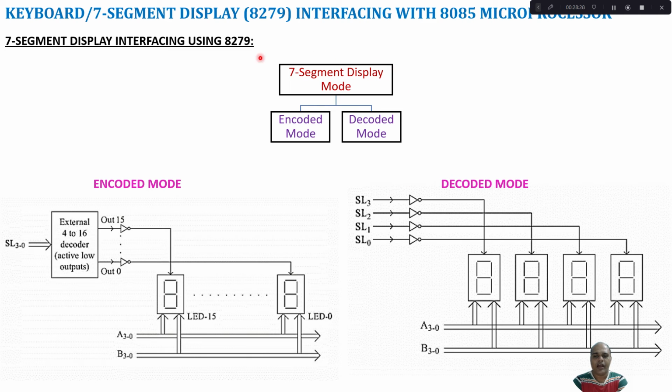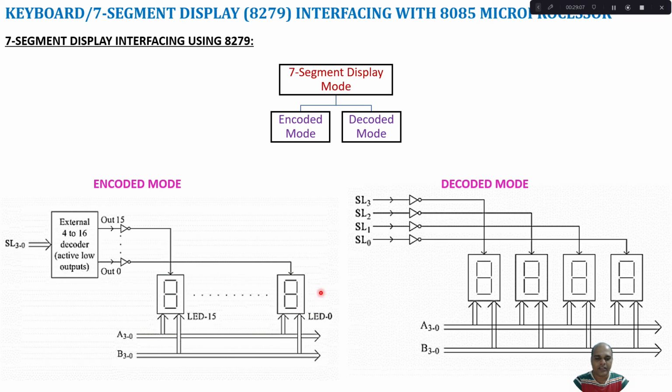Next one is again the 7 segment display can be in 2 modes, encoded mode or in a decoded mode. So in encoded mode we can interface multiple 7 segment displays, whereas in decoded mode we can interface less number of displays. So for example in an encoded mode we use a decoder. We can use 4:16 decoder. I can give the 4 lines SL0 to 3 and each output from the decoder can be used for selecting a particular display. So I can connect 16 displays.